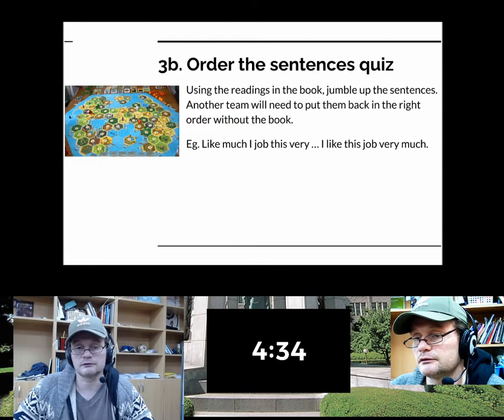This does not make sense, right? It's not correct. Like much, I job this very. So I tried to put it in the right order so you can see that here. I like this job very much.